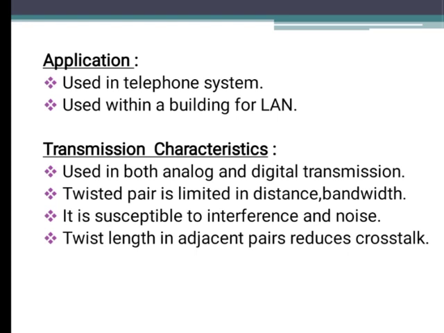Its applications are: it is used in telephone systems and also within a building for LAN. Transmission characteristics: used in both analog and digital transmission, the twisted pair is limited in distance and bandwidth. It is susceptible to interference and noise. Twist length in adjacent pairs reduces crosstalk.